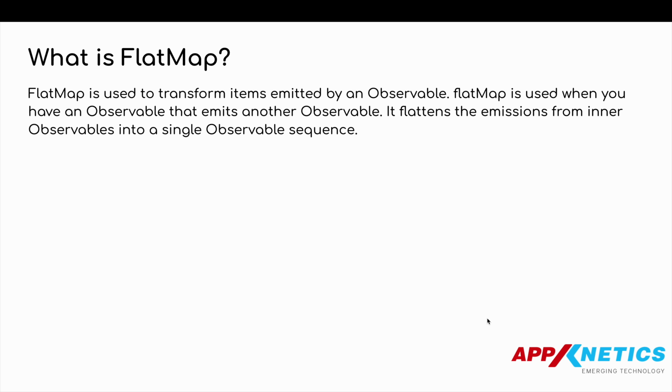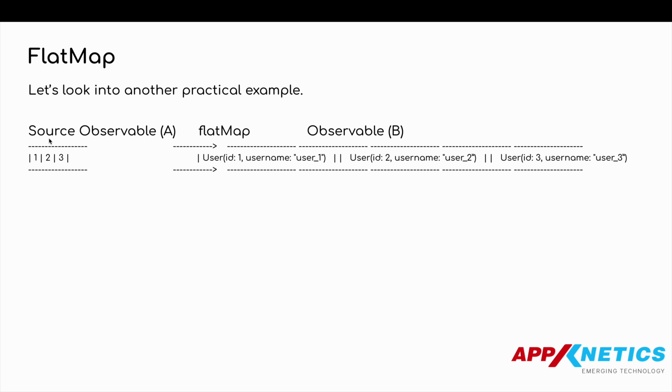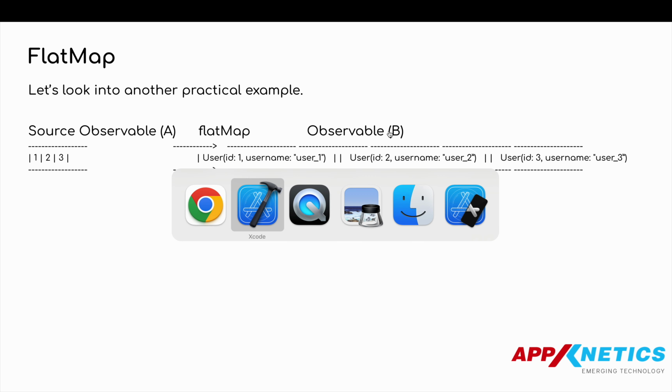Let's look into another practical example. Now we have the source observable A and the outer observable is B. The source observable emits the values 1, 2, 3. We will flatMap each source observable emitted value with the user object. Now if you see here, each value is mapped to a new observable B that emits a series of values with the user object, and all the emissions are combined and flattened into a single observable stream, that is B. Let's try this with the code example.